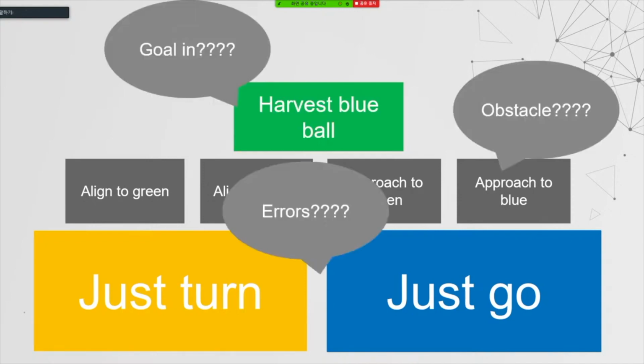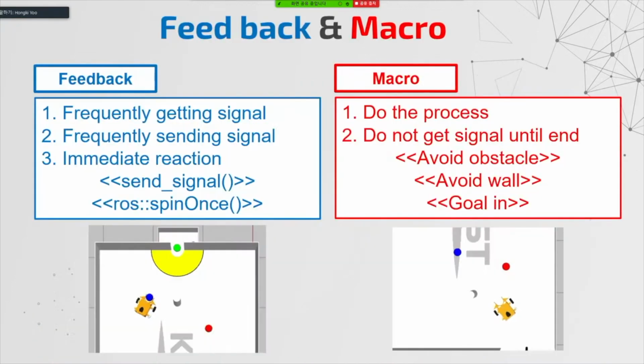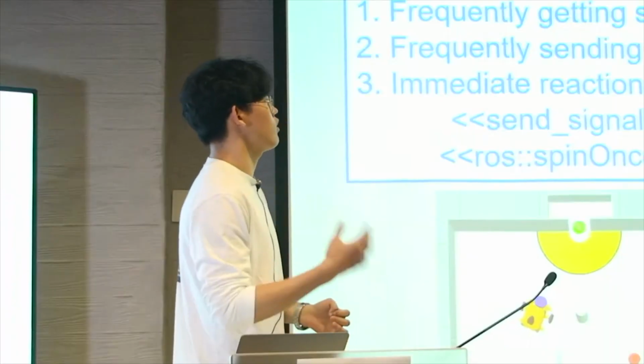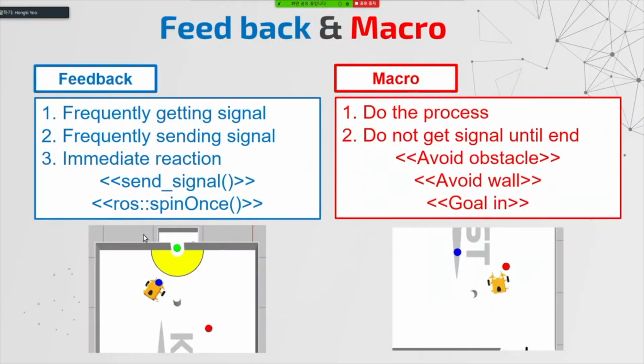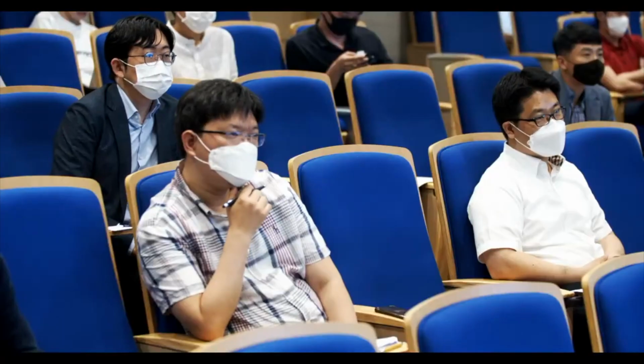All of this can be done with real-time feedback functions, but using only the real-time feedback function, we cannot avoid the obstacles, we cannot do the goal-in function, and we cannot overcome the errors. So we divide our whole process into two types. We use the real-time feedback function and also the macros. Using the macros, we overcome the problems of avoiding the obstacles and walls and do the goal-in functions.